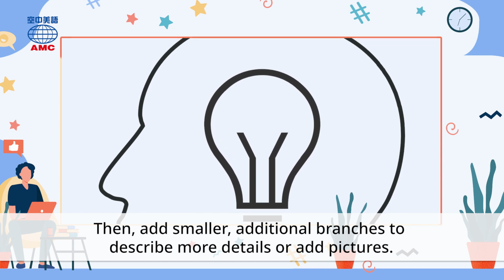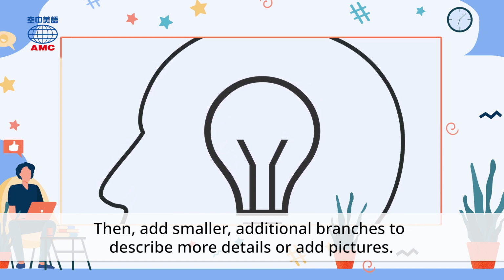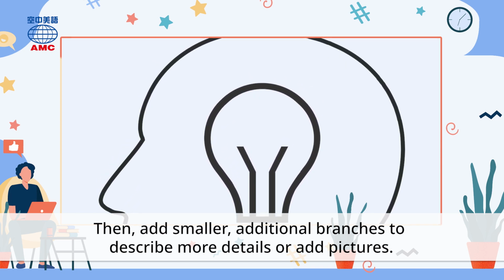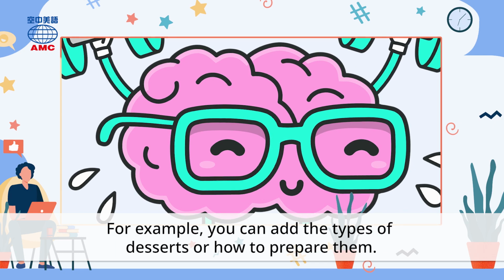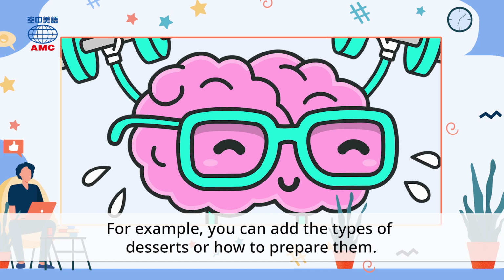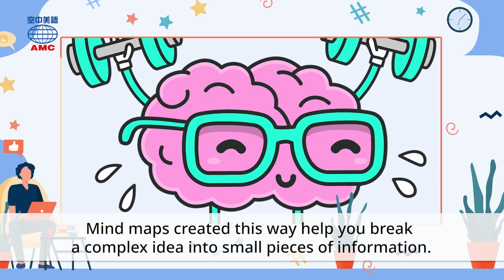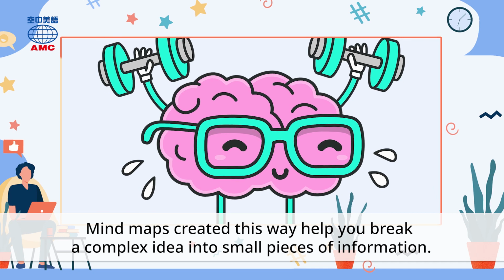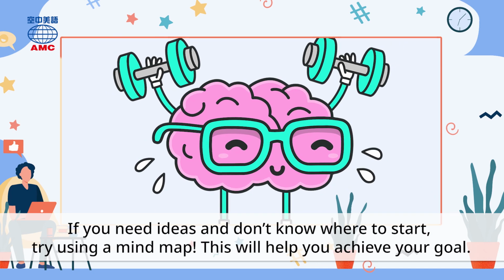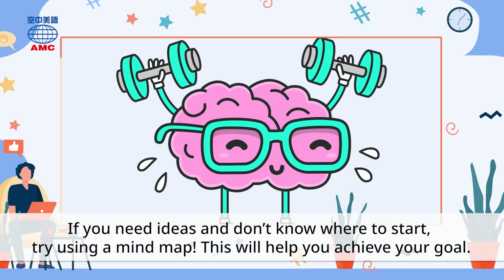Then, add smaller additional branches to describe more details or add pictures. For example, you can add the types of desserts or how to prepare them. Mind maps created this way help you break a complex idea into small pieces of information. If you need ideas and don't know where to start, try using a mind map. This will help you achieve your goal.